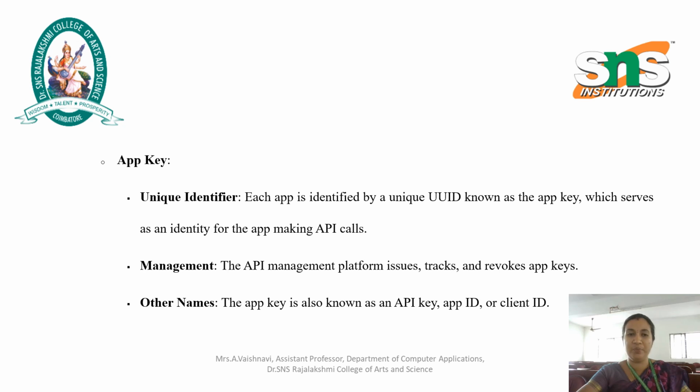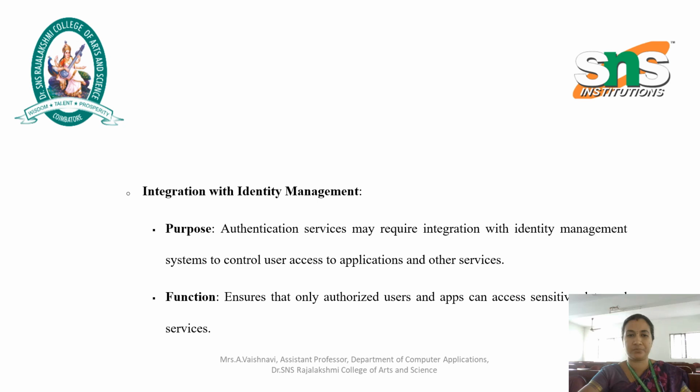The app key, a unique identifier. Each app is identified by a unique UUID known as the app key, which serves as an identity for the app making API calls. Management: the API management platform issues, tracks, and revokes API keys. Other names: the app key is also known as an API key, app ID, or client ID.